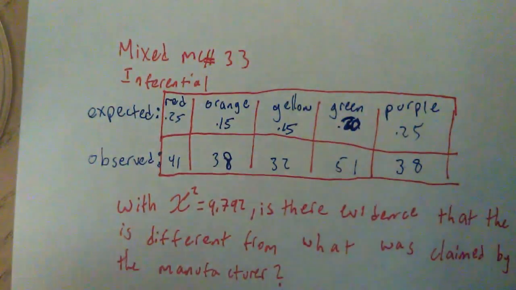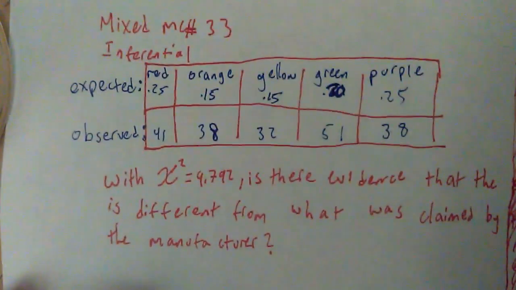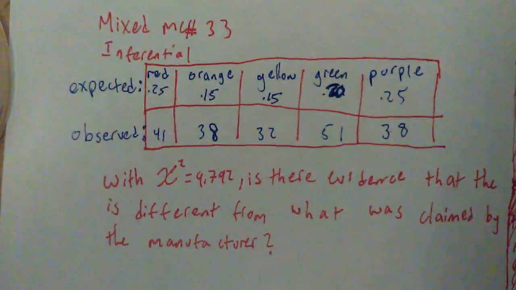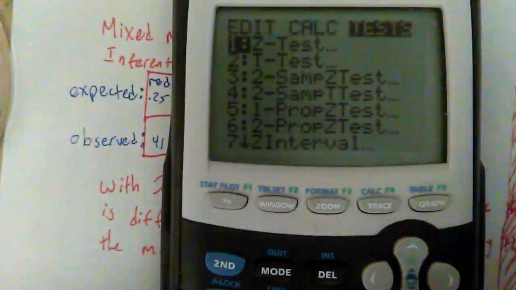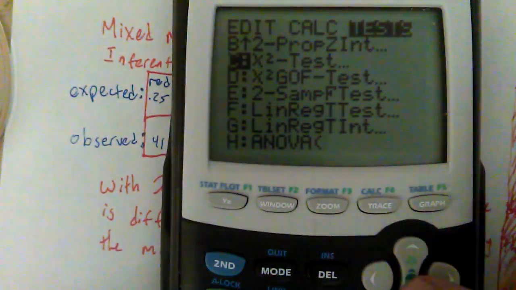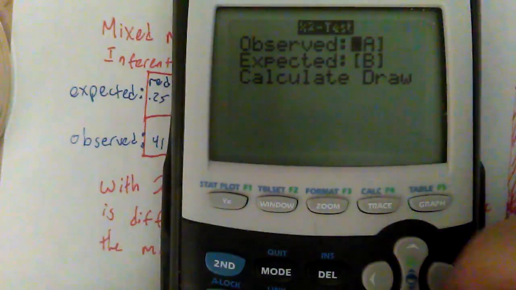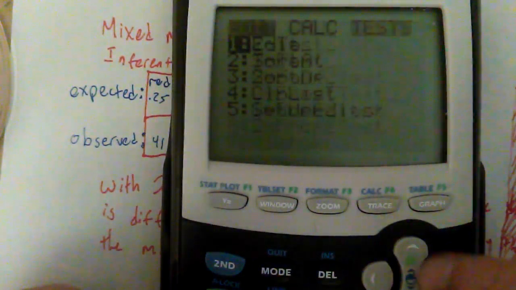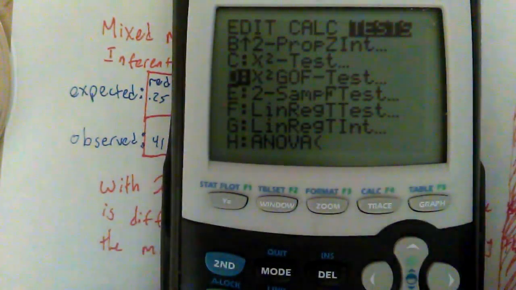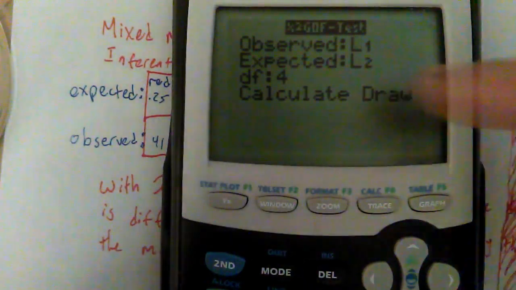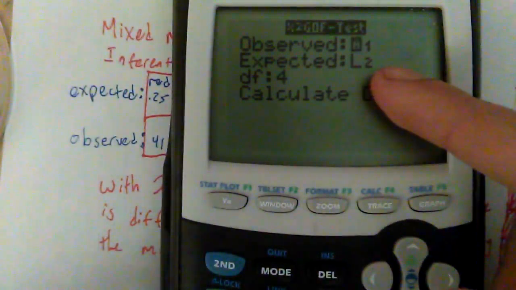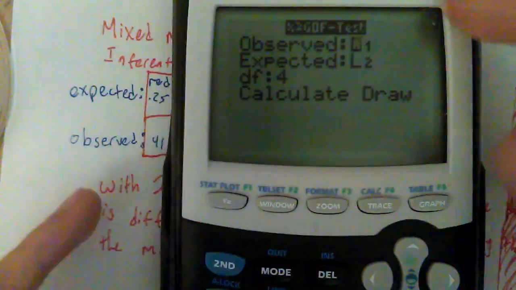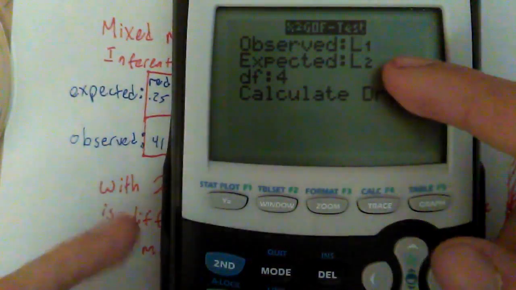Now this isn't the way that the card tells you you're supposed to do it, but this is the way I did it, and then I'll show you how the card says to do it. So I went to stat, tests, chi-squared goodness of fit test. You put your observed as L1 and your expected as L2. Remember, observed would be the 41, expected would be the percentages.